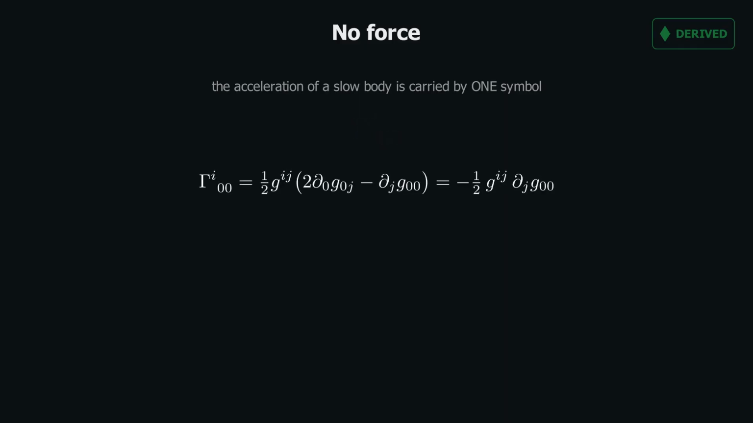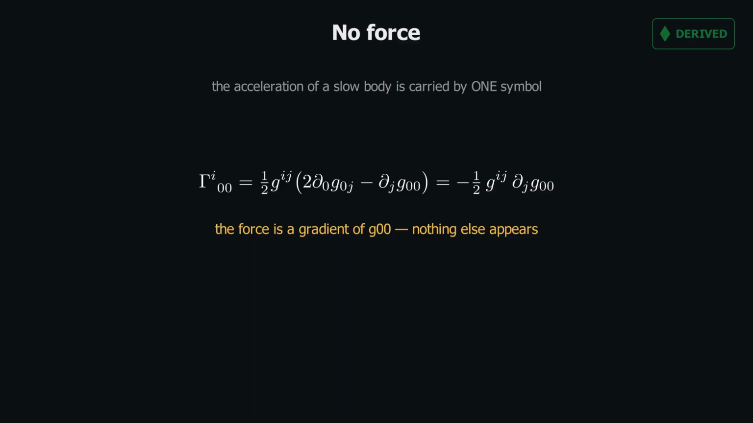Freeze the lapse and you have made a decision about force, whether you meant to or not. The acceleration of a slowly moving test body is carried by exactly one Christoffel symbol, capital Gamma, upper i, lower 0. For any static metric, that symbol equals -1/2 times g inverse ij times the gradient of g00. Read what that says. The force is a gradient of the time entry. Nothing else appears in it, no stiffness, no spatial curvature.